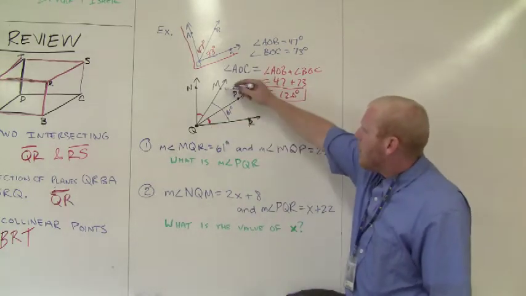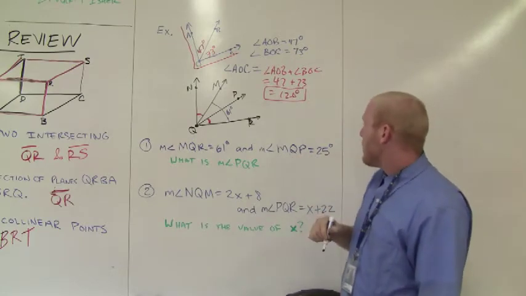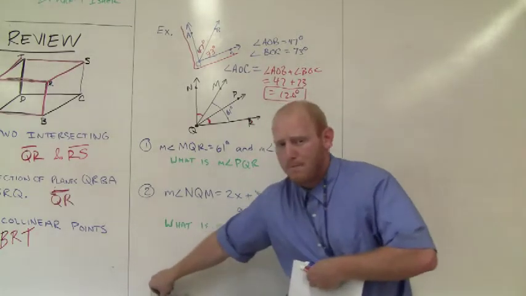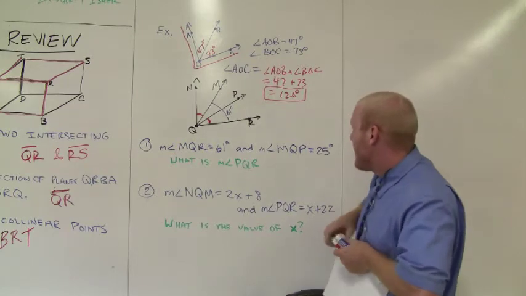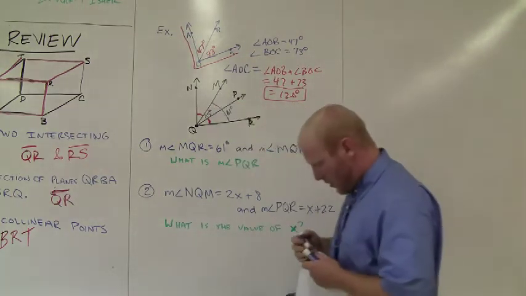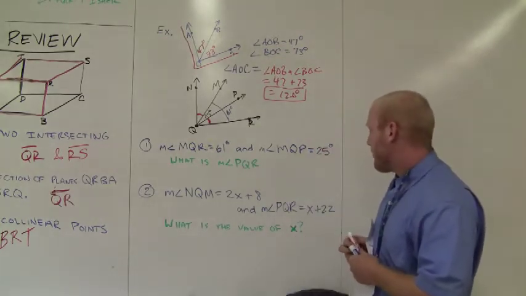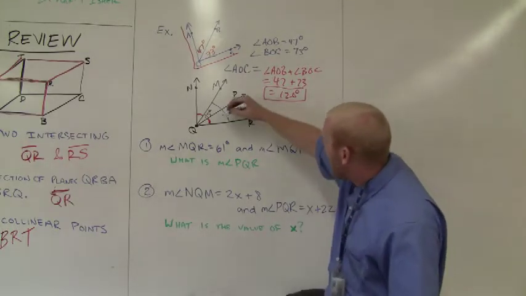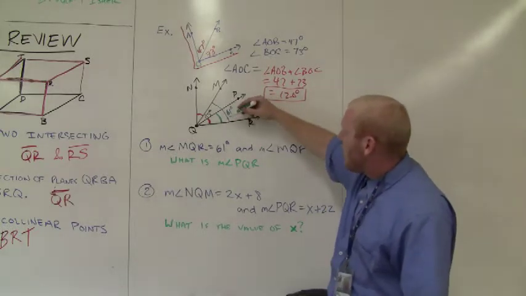The measure of MQR is 61 degrees and the measure of MQP is 25 degrees. I'm going to put that in black just so we know that's different. MQP is 25 degrees. So, what is the measure of PQR? I'm going to put that in green just like it's asking. It wants to know PQR, which is this part. It gives me the total and this part.